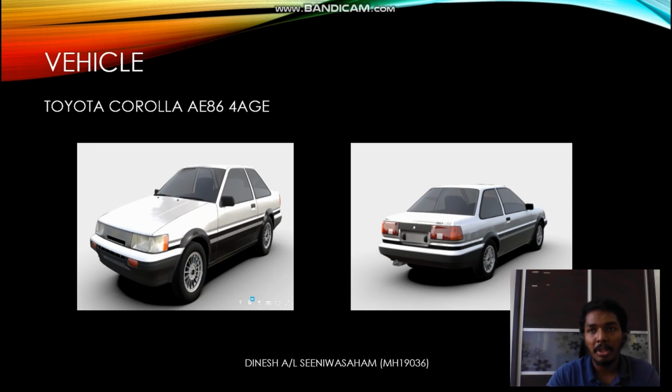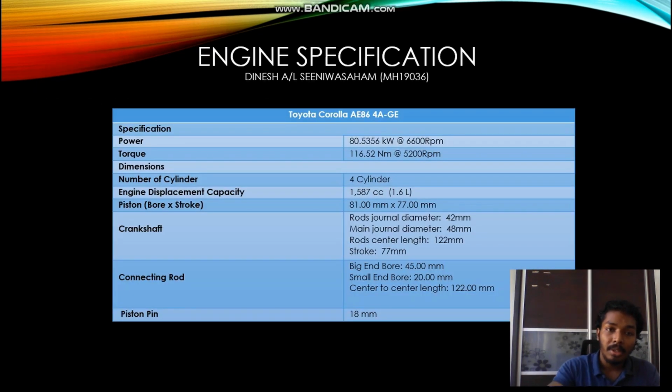The reason behind this is that this car is a pop culture icon and was really famous during its time. Not only that, the specs of this car are easily accessible online, which is really helpful for us to analyze the engine of this car, which is the 4A-GE engine, thoroughly. So these are the engine specifications of our car. So that's all from me.